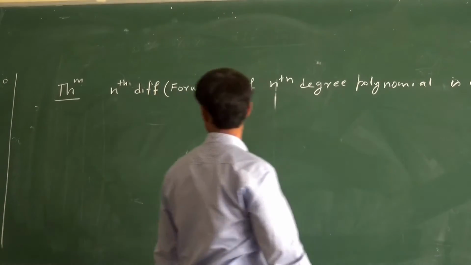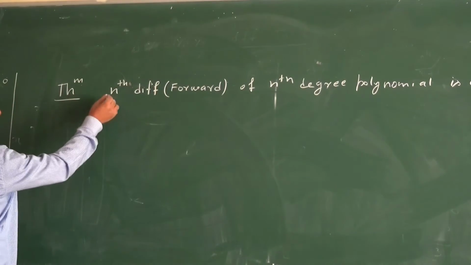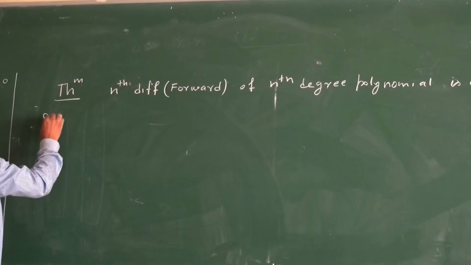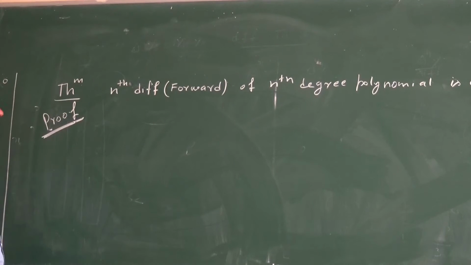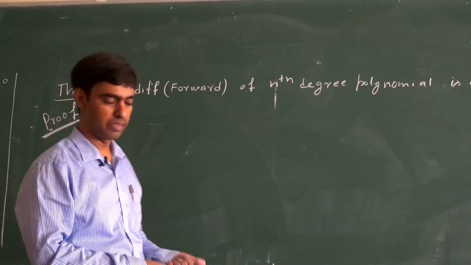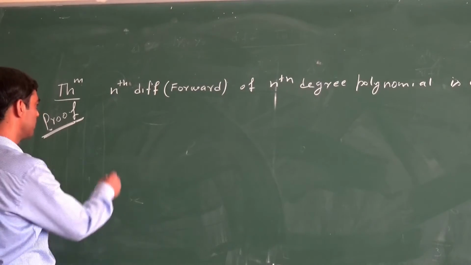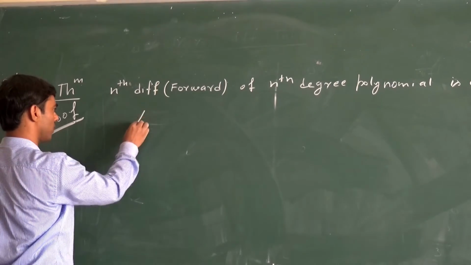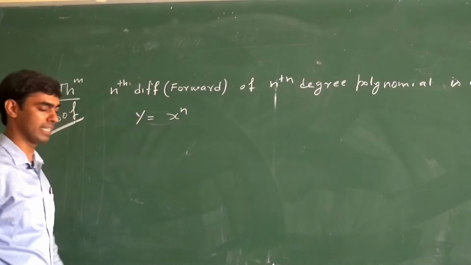Okay. So now how do we prove this one? The nth difference of an nth degree polynomial is a constant. How do we prove this? Now, for the sake of simplicity, here we consider a polynomial of degree n. So y equals x^n. Suppose y equals x^n is the polynomial of degree n.